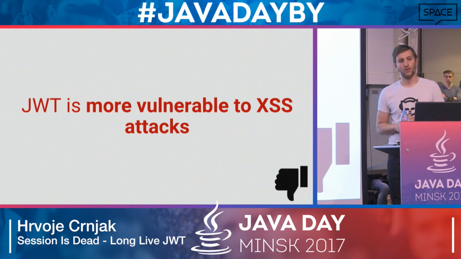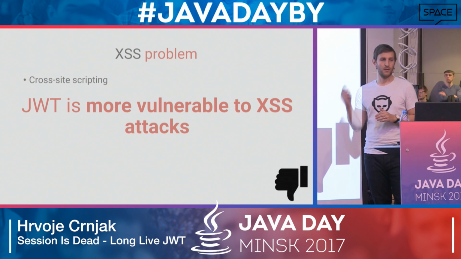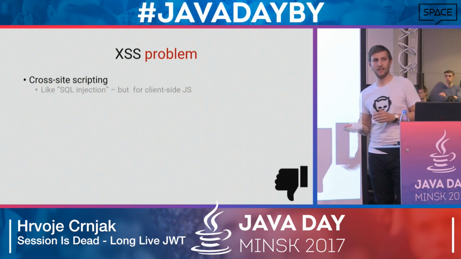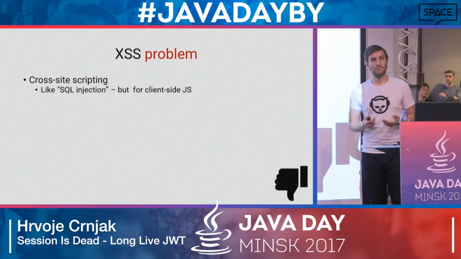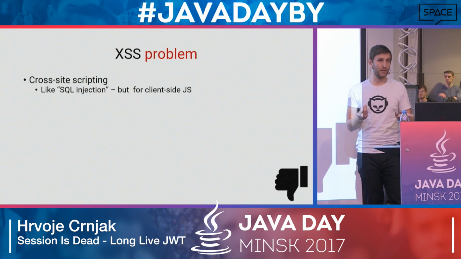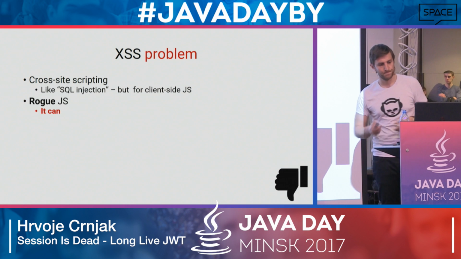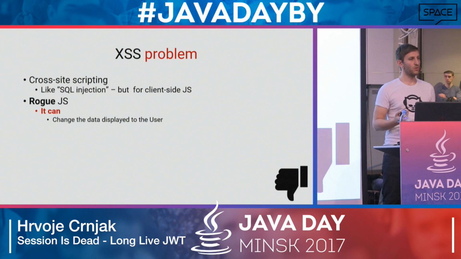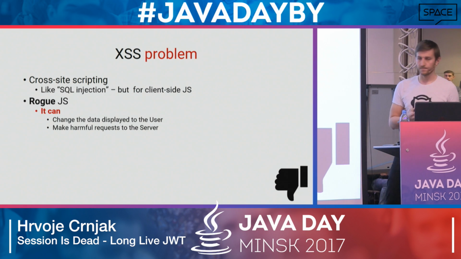Now, JWTs are also more vulnerable to cross-site scripting attacks. Cross-site scripting is like SQL injection, but for client-side JavaScript. Basically, someone injects harmful JavaScript into your web application, into your web page, and now this JavaScript is creating mayhem. This rogue JavaScript can, for example, change the data displayed to the user, or it can make harmful requests to the server.